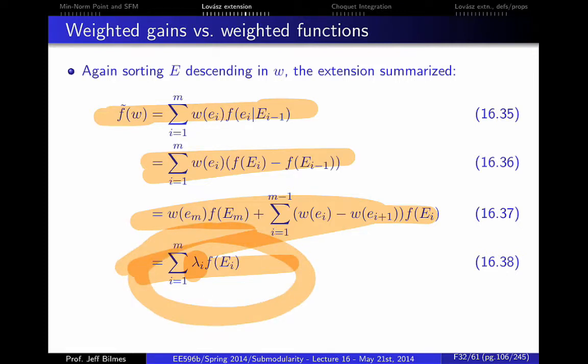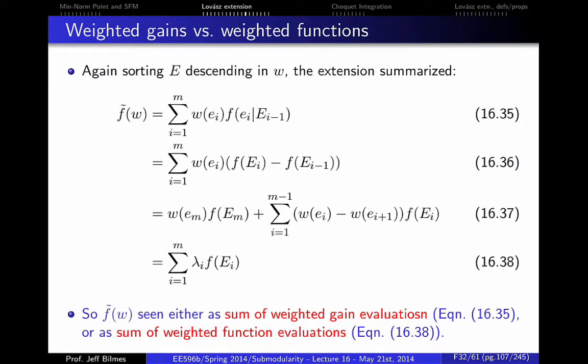We know that when it is submodular, this is the same thing, but we don't know that if this ends up being convex, it has to be submodular, and that's essentially what we want to do. So f can be seen as a sum of weighted gain evaluations, or a sum of weighted function evaluations. So here's the weighted gain evaluations. Here's the sum of weighted function evaluations.